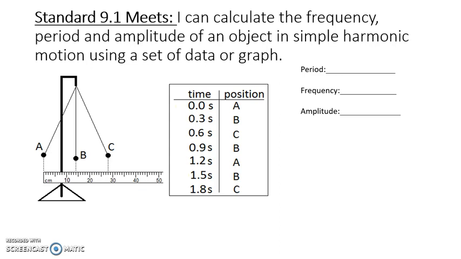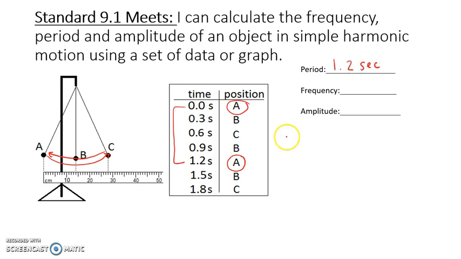We need to remember that the period of something is the time it takes to complete one entire cycle. So that means the time it takes to get from A back to A, right? One cycle is from A to C and from C back to A. It needs to get back to where it started. So our time from 0 to 1.2 is our period, a period of 1.2 seconds.